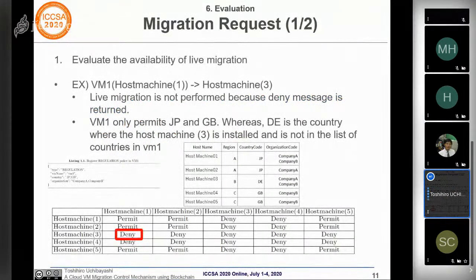This is the evaluation of migration requests. First, we evaluate the availability of live migration. For example, consider the case of VM1 requesting migration to host machine number 3. Live migration is not performed because a deny message is returned. The reason is that VM1 only permits JP1 and GP, whereas DE is the country where host machine number 3 is installed and is not in the list of countries in VM1's regulation policy.